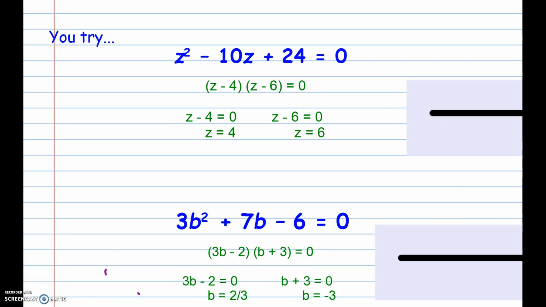Okay, go ahead and check your answers. You'll see that they were both factored into two parentheses, and then each parentheses was put equal to 0. In this one, you had a 3 in front of the b, so when you moved over the 2, you had to then divide by 3, which gave you 2/3, which is a little bit different than the ones that we've done.